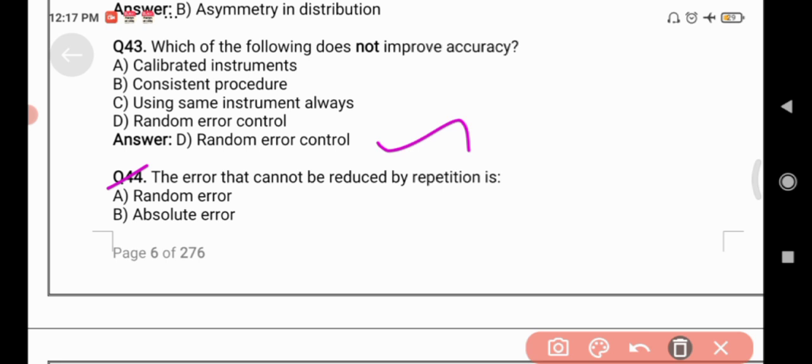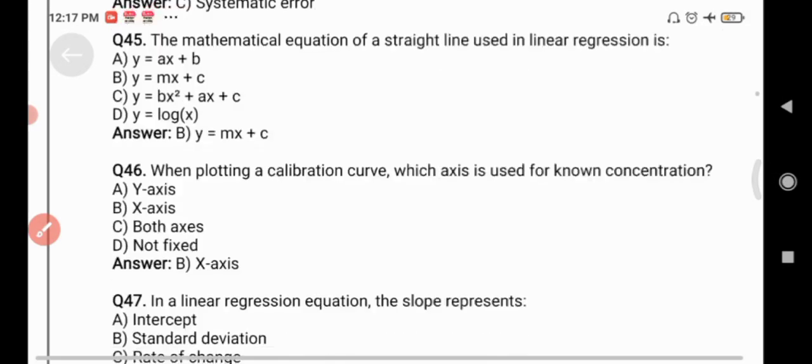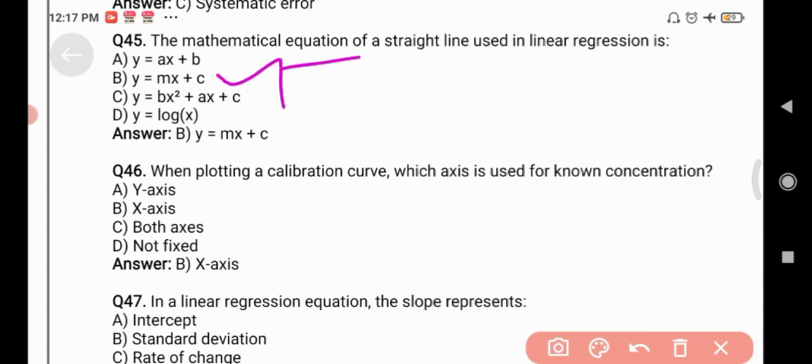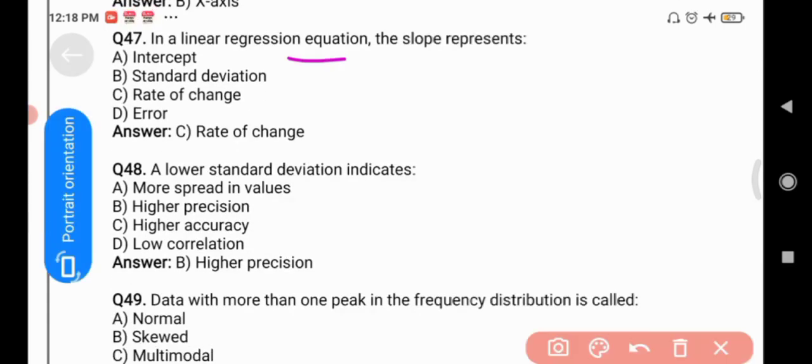The error that cannot be reduced by repetition is option C, systematic error. The mathematical equation of a straight line used in linear regression is option B, y equal to mx plus c. When plotting a calibration curve, which axis is used for known concentration? Option B, x-axis. In a linear regression equation, the slope represents option C, rate of change.